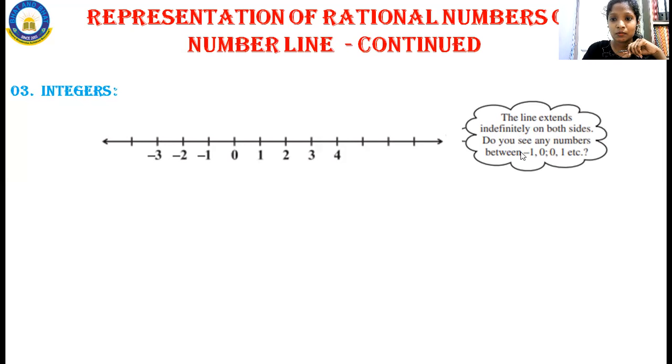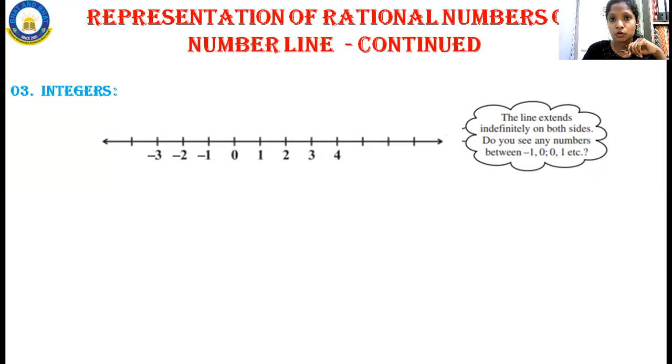Do you see any numbers between -1 and 0 or 0 and 1? Can you see any numbers? No, you can't see any numbers, but there are so many numbers included here. Between 0 and 1, there are infinitely many numbers, numbers that you are not able to count.